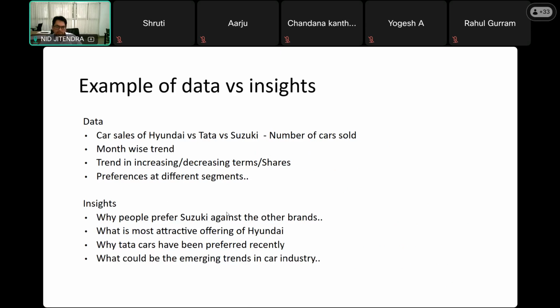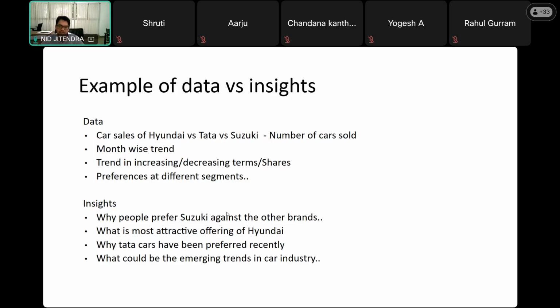Insights will be why some people prefer Suzuki cars over other brands. What is the most attractive offer from Hyundai and why people want to take it, or why Tata cars are preferred over Suzuki and Hyundai. These are insights. When you look into consumer behavior, you will find that people make different decisions in different ways, and they choose different types of products. That is where companies are trying to catch hold of those ideas of their customers so that they will be able to get a higher share in the industry.